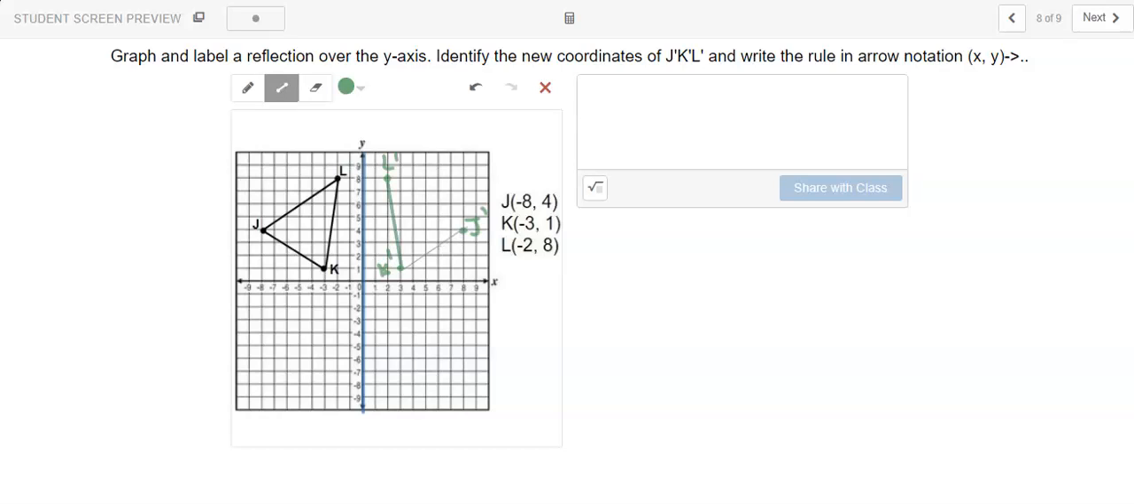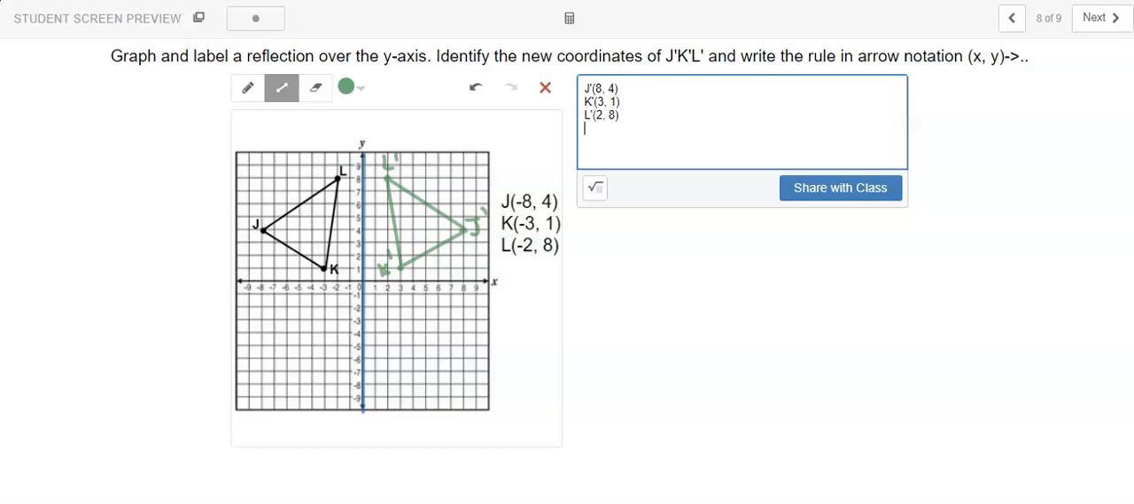Alright, so I asked for you to write out the new points and then the rule. So if I look at these, I'm going to put them in the same order as the original there. So J prime is at positive 8, 4. K prime is at 3, 1. And L prime is going to be at 2, 8.